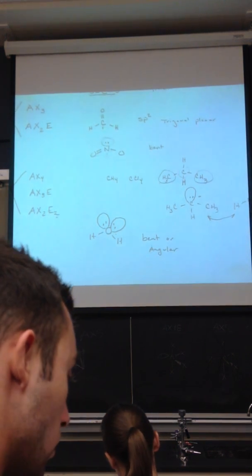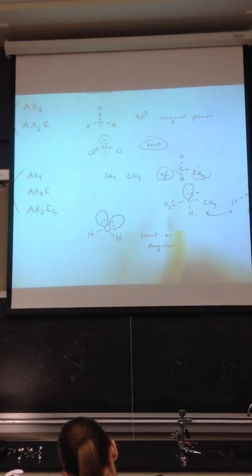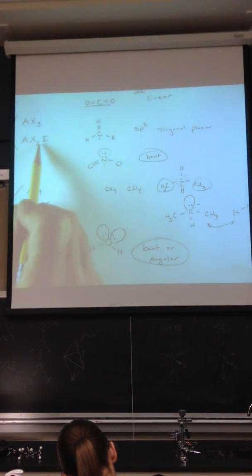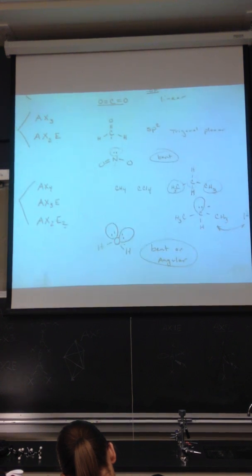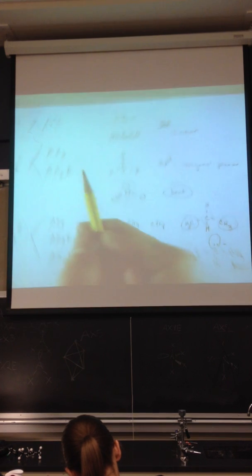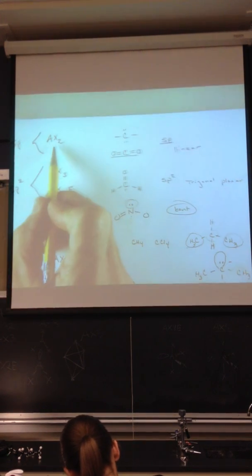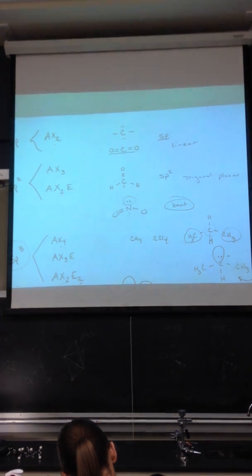Either way, it doesn't matter if you call it bent or angular, both of those are proper descriptions of that molecule. So we see two bent situations, or angular. One is the AX2E or the AX2E2. We have trigonal pyramidal, we have tetrahedral, and then we have trigonal planar, and then we have linear models. And these hold true for all of the organic molecules that you'll see in this semester and the next semester.